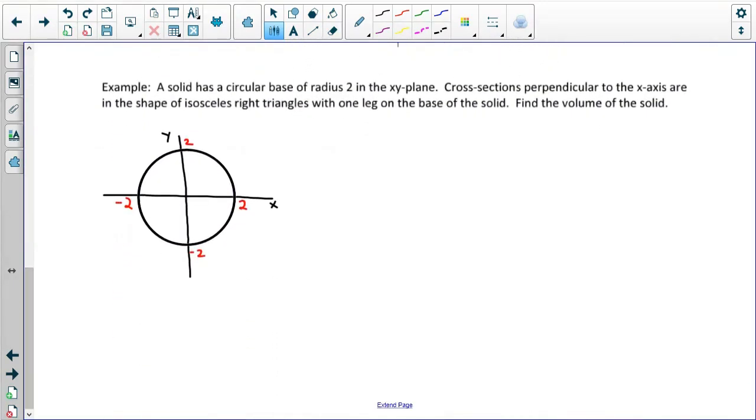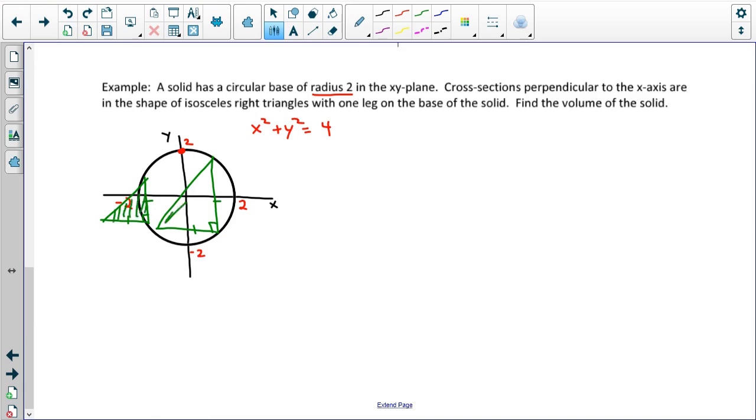Finally, we have this case where we're now changing the function. So I have to understand what the function is. If I have a radius of 2, the circle would be x squared plus y squared equals 4. I have cross sections perpendicular to the x-axis. So basically I have these vertical lines that I'm drawing, and then I want isosceles right triangles where the legs are one of the bases.